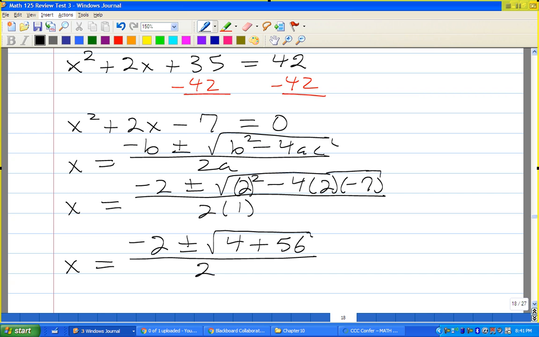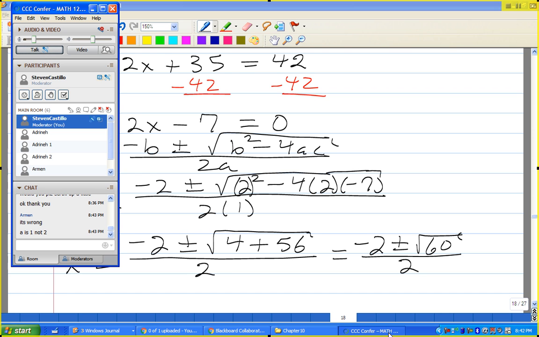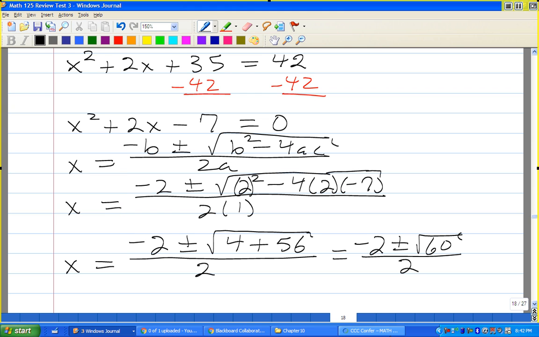Okay, and so negative 2 plus or minus the square root of 60 over 2. A is 1, not 2. Oh, thank you. I'm sorry. I didn't see that. Sorry about that. Thank you. That's a 28. And so that'll be a 32.